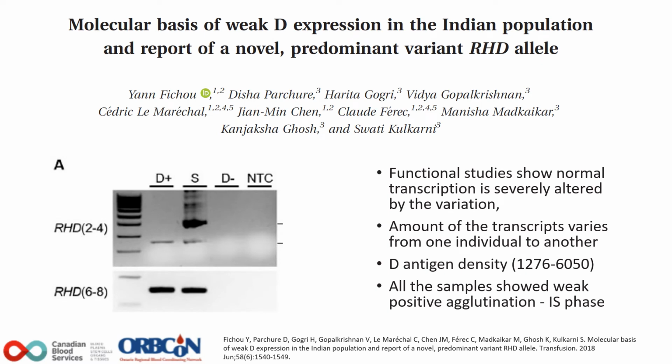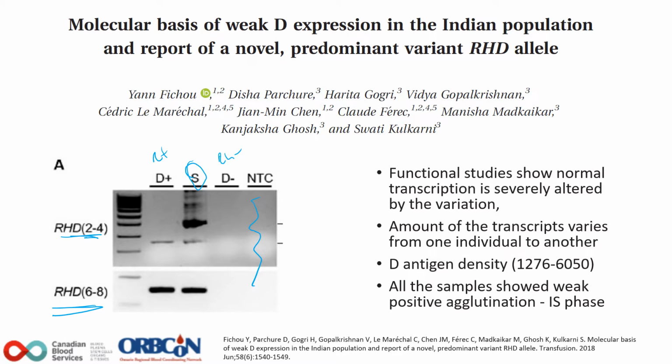So this is a paper looking at a similar exon duplication within exon 3, and I'm going to go over a little bit of their data because I think it's interesting. So they did a Western blot looking at the protein expression, and they expressed RHD exons 2 through 4 and 6 through 8. And what you can see is this is an RH positive individual, RH negative individual, and this is our person with the exon duplication. This is their control, so you can just ignore that.